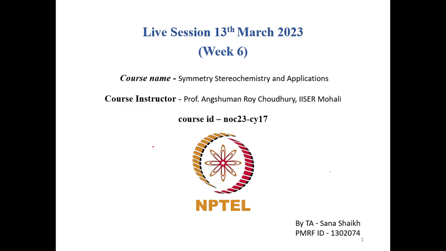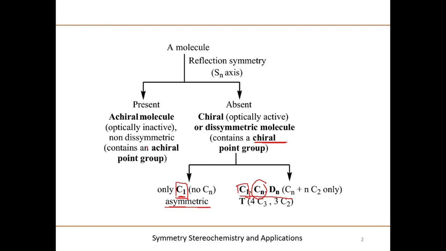In today's live session, we have done the summary of the point group of the molecule. If a molecule has a symmetry axis as an axis, then it will come under an achiral molecule and optically inactive, and if it's absent then it will come under chiral and dissymmetric molecule, correct? And chiral molecules also have two different types, C1 and Cn and Dn point groups. In C1 the molecule is asymmetric, and in case of Cn and Dn point groups the molecule will be dissymmetric.